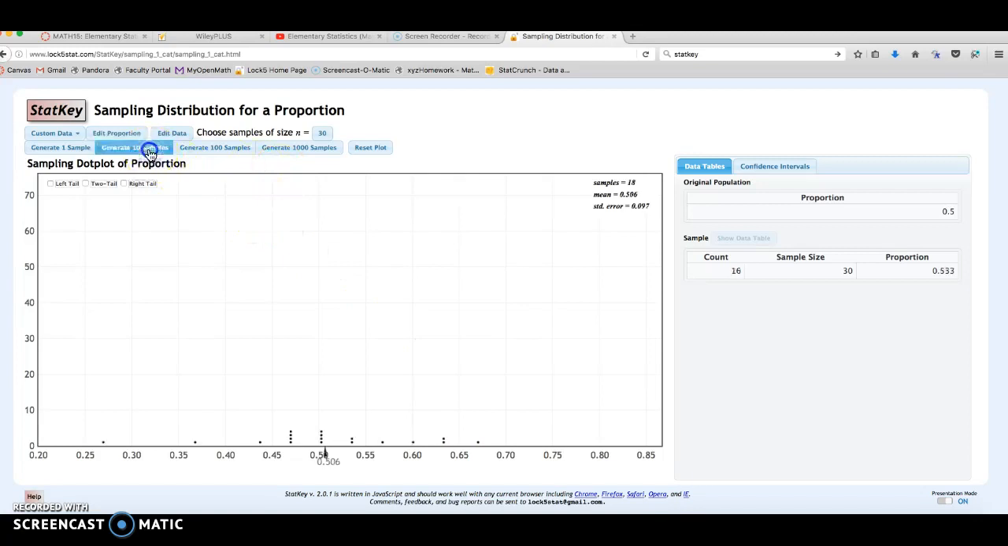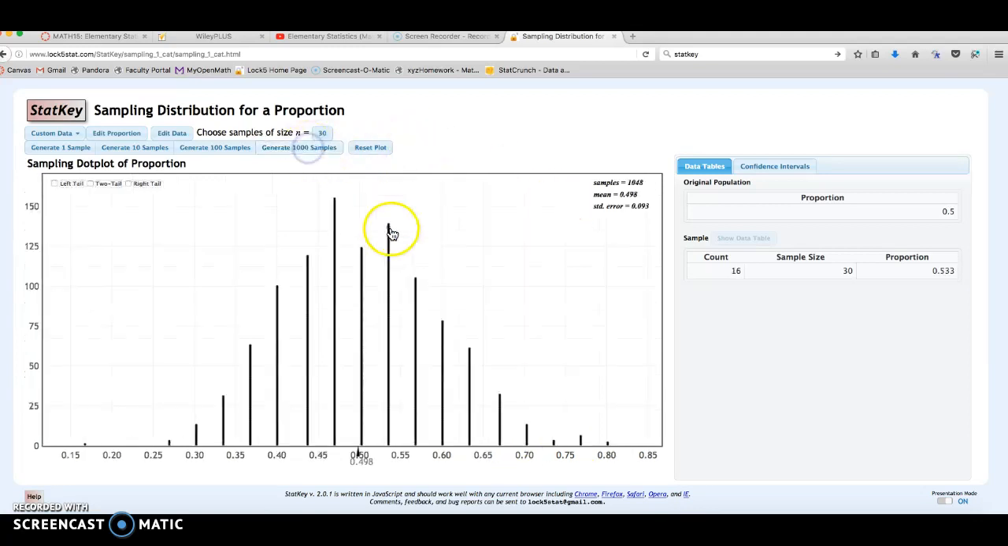Let's take more, I want to get the same amount. Now we've got 48 samples in our dot plot. If you remember from 2 videos ago, we actually got 0.8 out of 10, but here our biggest value so far is 0.7. I'm going to go ahead and generate 1,000 samples.